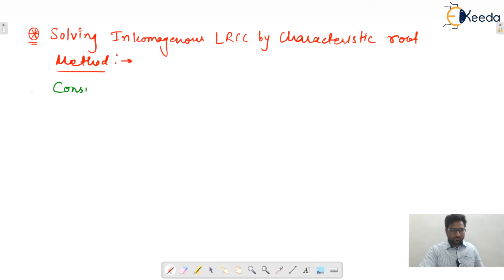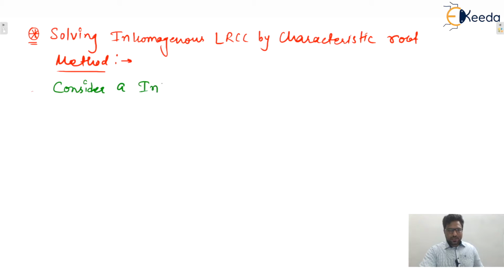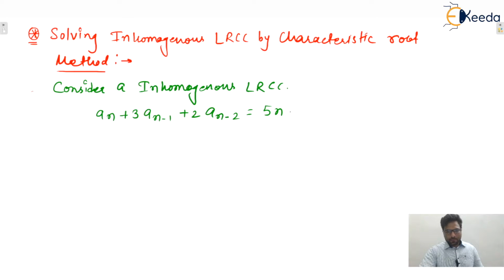Let us consider an inhomogeneous LRC. Okay, so let us consider one recurrence relation. Let's say a_n plus 3 times a_(n-1) plus 2 times a_(n-2) equals 5n plus 2.